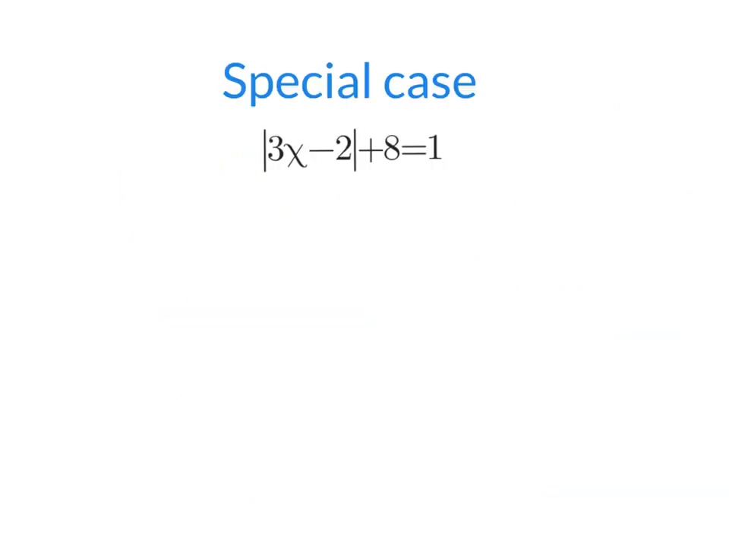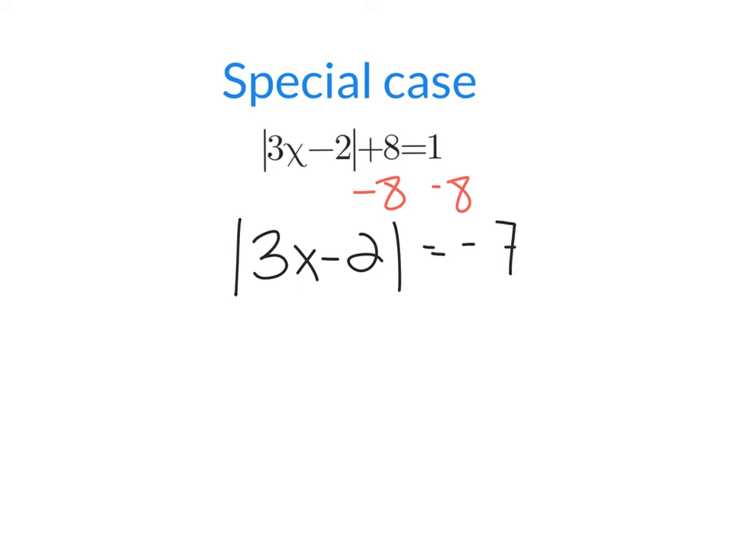One last special case. It's sort of unnoticeable. It does look like a normal absolute value equation at first. So we're going to go about isolating this absolute value. We'll subtract 8, subtract 8. You end up getting the absolute value of 3x minus 2 equals -7.